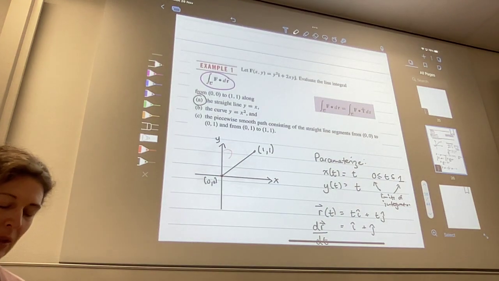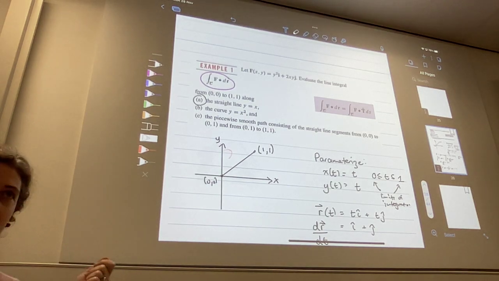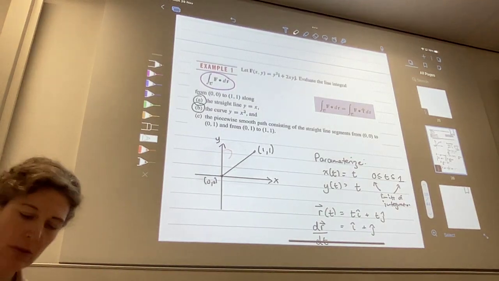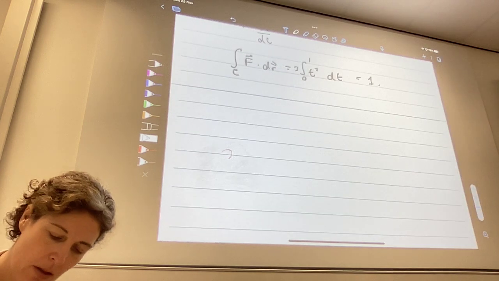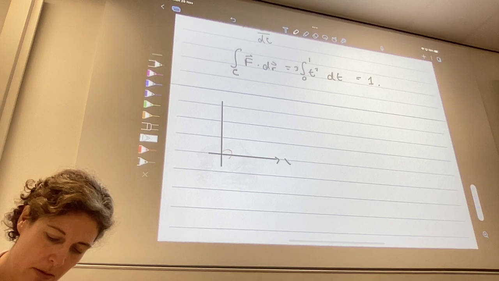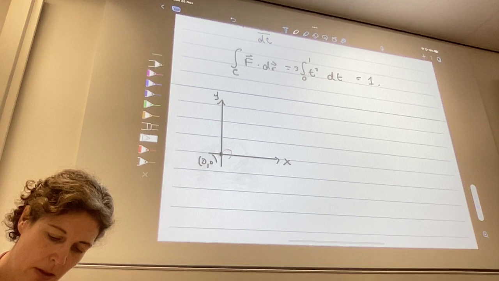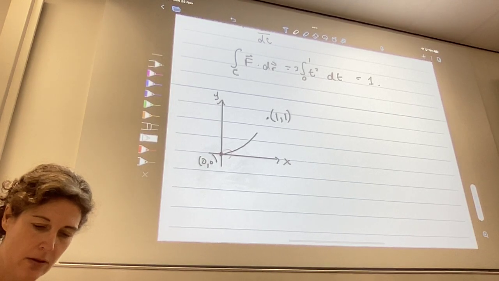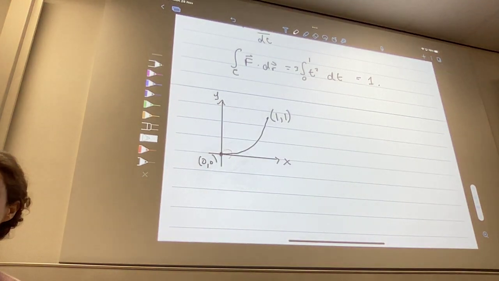Okay, so the next one we're going to do is the same integral, but we're going along a different curve. So our start and end points are the same, but now we're going along the curve y is equal to x squared. So start point is the same, end point is the same, but the curve that I'm going along looks like that.